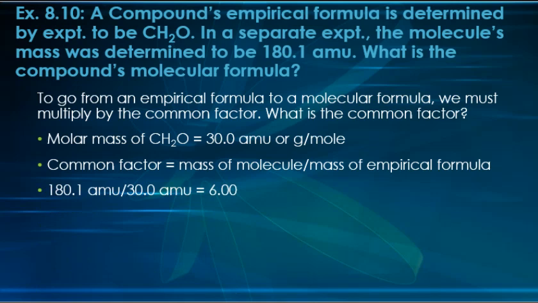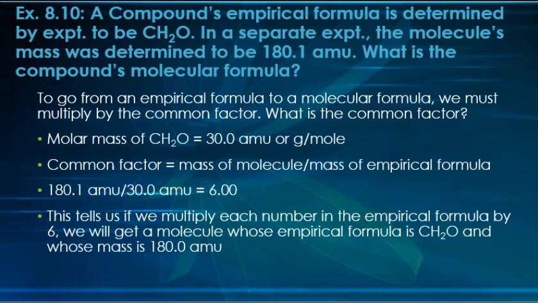So 6 is now our common factor. This tells us that if we multiply each number in the empirical formula CH2O by 6, we will get a molecular formula whose mass is 180.0, and that's C6H12O6. So that's why we do it. Anybody lost? Wait, what did we do?